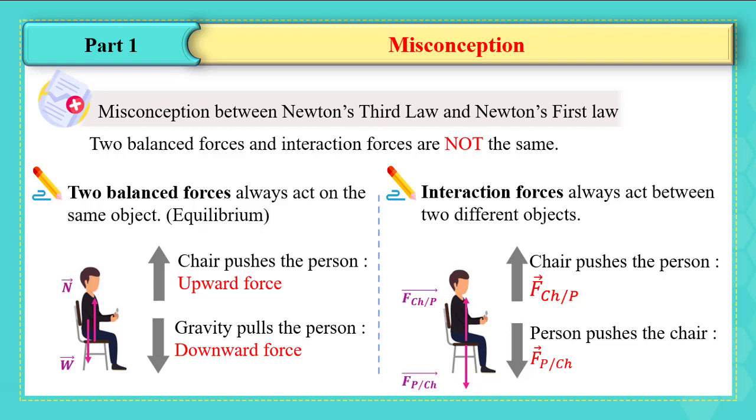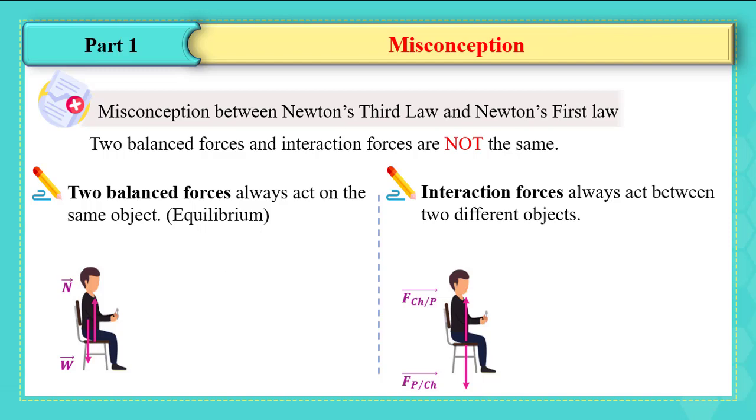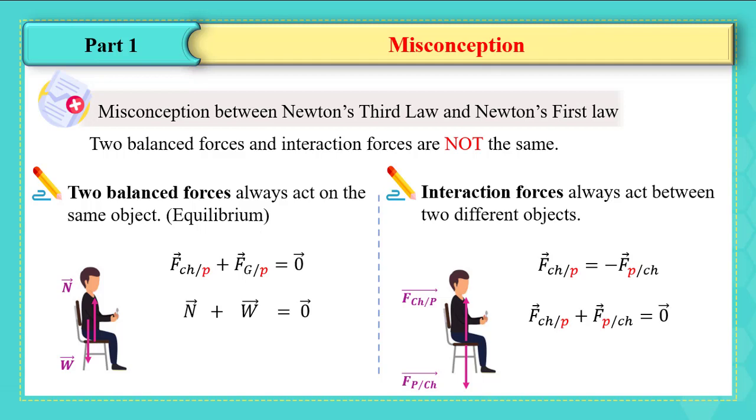With balanced forces, we have two external forces acting on the same body, who is the person. These forces are the normal and the weight, and their sum is zero. While in the other case, we have interacting forces between two systems. These interacting forces are opposite but equal in magnitude. Usually we aim to study the motion of a system, so we have to find the sum of forces acting on this system, and it is not useful to add forces acting between two different systems.